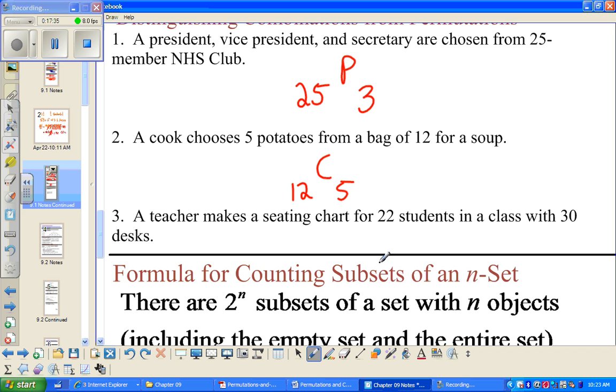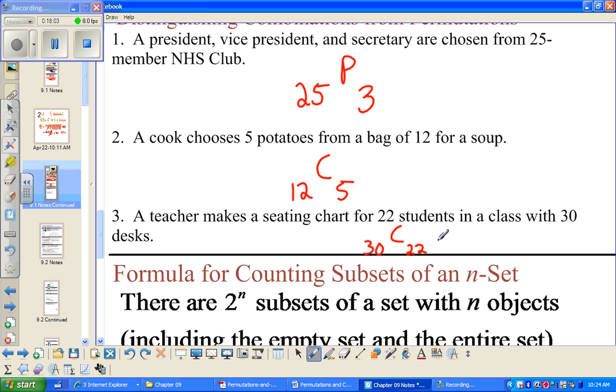So I'd need to choose the 22 students and the desk that they go in. So 30, and you're choosing 22, but the order in which you pick them would matter. If the first desk that you pick is going to be the first student on your chart, well, that would put the students in some different order, and the different order affects the seating chart.